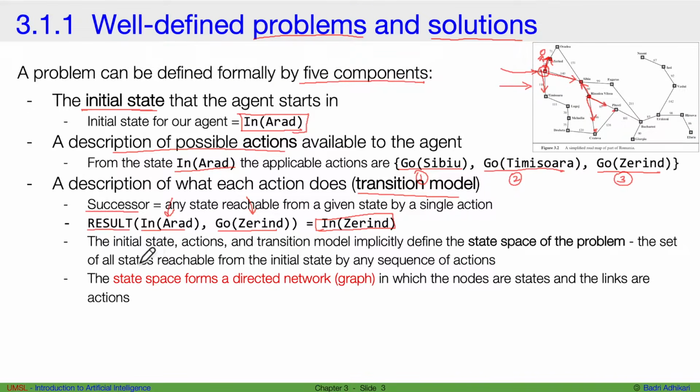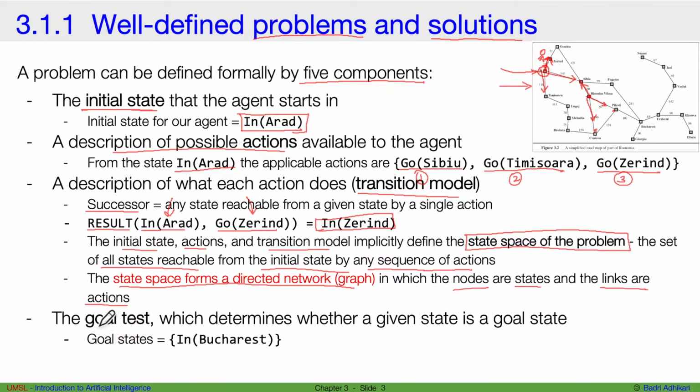The initial state, the actions, and the transition model define something known as the state space of the problem. We'll look at a specific example of how a state space looks like. But a state space in general is a set of all states reachable from the initial state by a sequence of actions. That's what's contained in a state space. A state space forms a directed network in which nodes are states and the links are actions. We will look at one example of how a state space looks like.